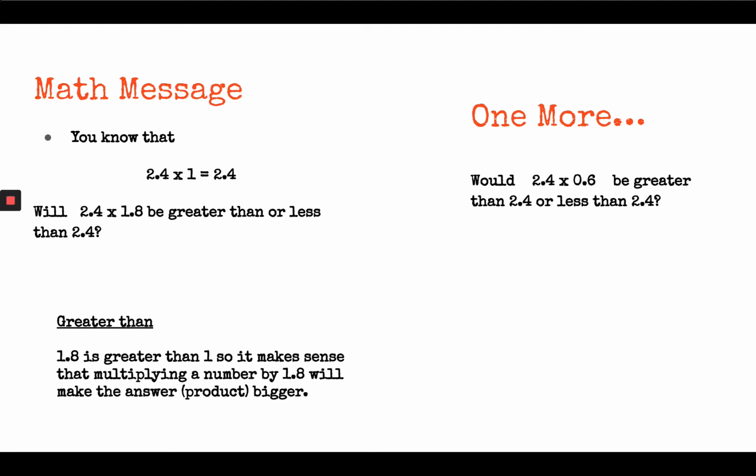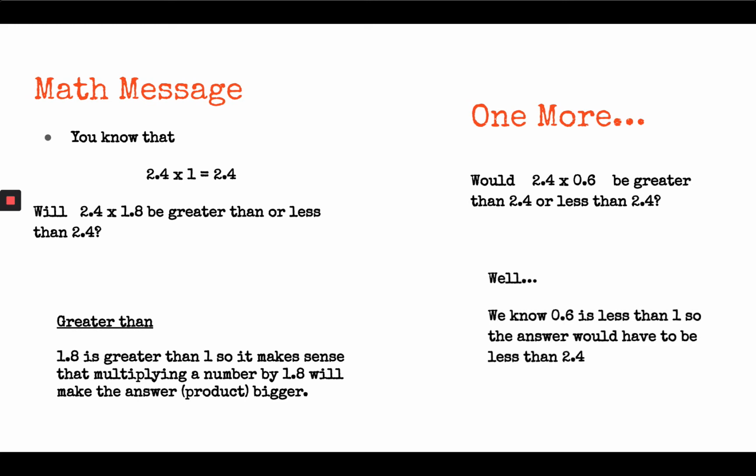Would 2.4 times 0.6 be greater than 2.4 or less than 2.4? Let's take a look. We know that 0.6 is less than 1, right? Because this is just a decimal. It's a part of a number right here. We don't have anything in our ones column. We only have a 6 in our tenths. So since this is less than 1, our answer would have to be less than 2.4, right? Because if we did 2.4 times 1, we'd get 2.4. But if we do 2.4 times less than 1, that answer is going to be less than 2.4. This will all make sense in a little bit.